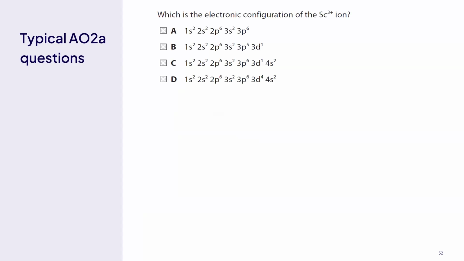AO2 question, what's the electronic configuration of the Sc3+ ion? There's no mention in the specification of the students having to know what that electron configuration is. But they are expected to know the electronic configuration of the scandium atom, and then they should be able to work out which electrons are removed from the atom to form the Sc3+ ion, and therefore they're applying their knowledge in order to reach an answer. So that is AO2A.